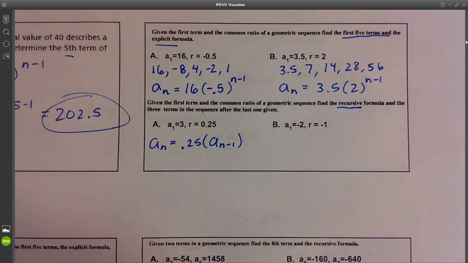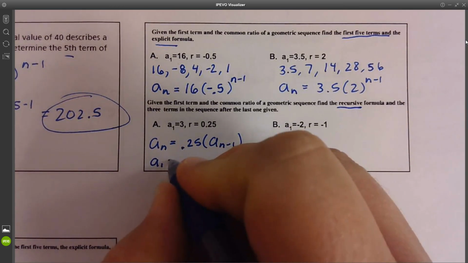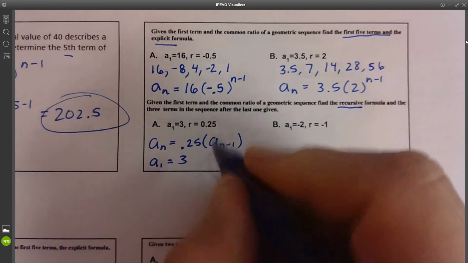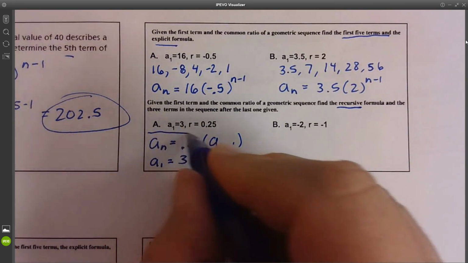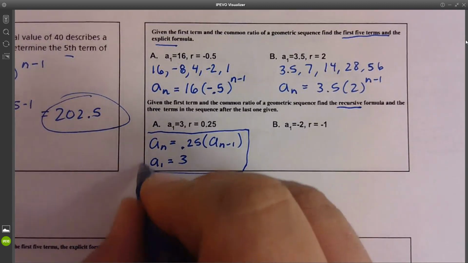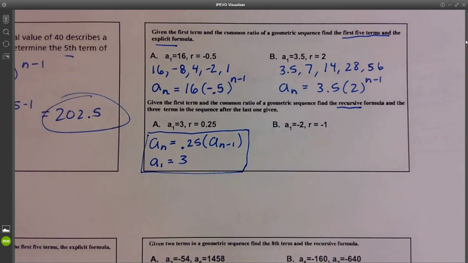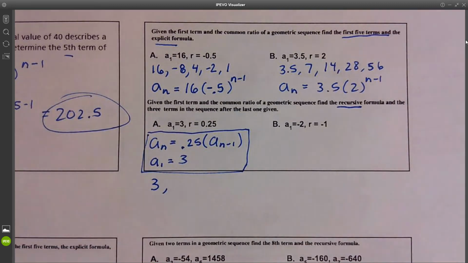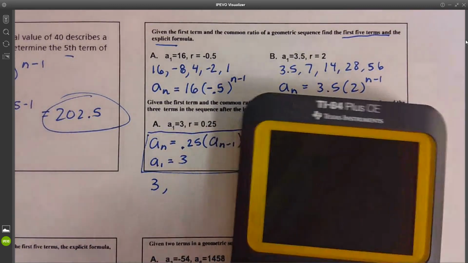Don't forget, part of the recursive formula is you have to tell me where it starts. Even though it's on there, this is part of the recursive formula. Okay? So there's my first answer. And then it wants me to give the next 3 terms, which I think is kind of weird, but I'm going to go ahead and write 3. And then it wants me to give the next one.